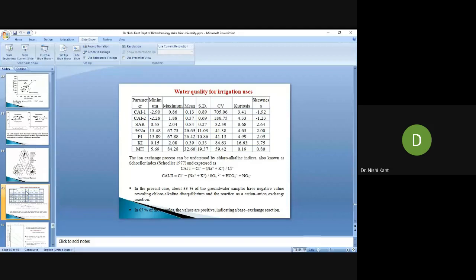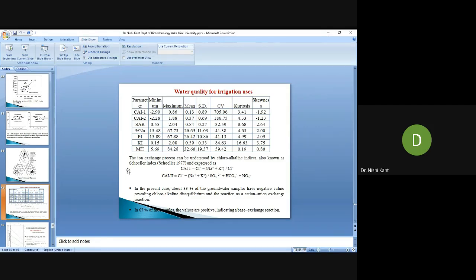Now, this is the water quality used for irrigation in the Jamshedpur township area. The ion exchange between the groundwater and its host environment during residence or movement is an important controlling factor for the water chemistry of the region. The ion exchange process can be understood by the chloroalkali indices, also known as Schoeller indices, and it is expressed by this equation. It is given here, the Schoeller index.